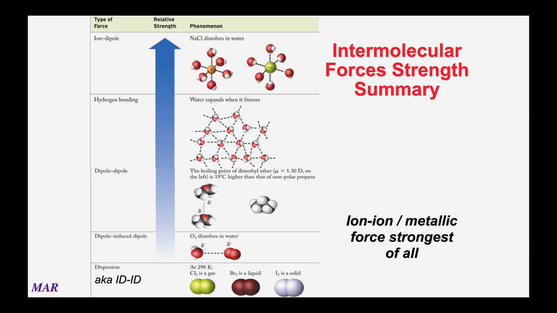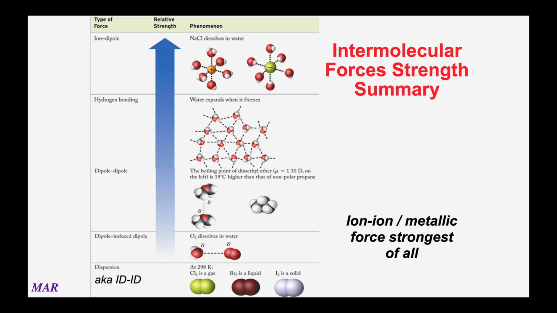Dipole-induced dipole means something polar, dipole, is next to something nonpolar, something induced dipole. Oxygen in water, nitrogen in acetone. Anytime you have something nonpolar and something polar together, dipole-induced dipole. And then finally, the last one, which one other name for it is dispersion, which is induced dipole, or the London force. Those are for just nonpolar species. So Cl2, Br2, we looked at the noble gases.